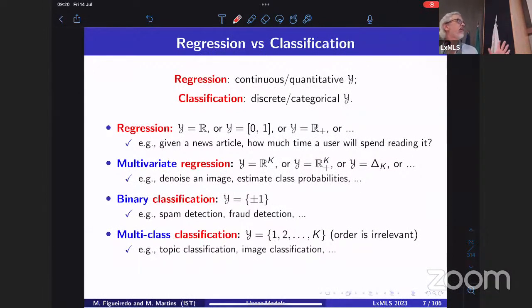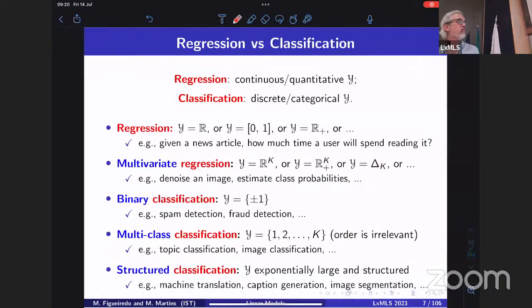There's usually a distinction between binary and multi-class, but there's no distinction at all. It's just the number of classes that changes from two to more than two. The fundamental thing is that the order is irrelevant. That's why it's called classification and not regression. I write them as 1, 2, 3 up to K, but I could write A, B, C, D, E, F, G, and I could swap the order. It doesn't matter. The order doesn't play any role.